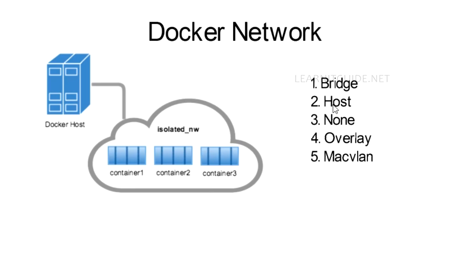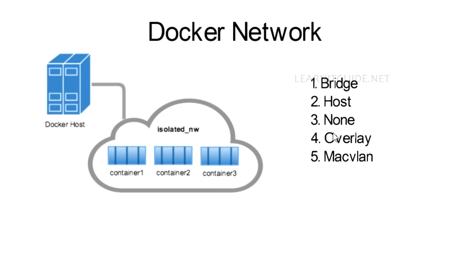Host allows a container to directly attach to the Docker host network. So it can be used to have a standalone container which removes the network isolation between the Docker host and the Docker container. None can be used to disable networking for the container. So containers will not have an IP address when you use this network.